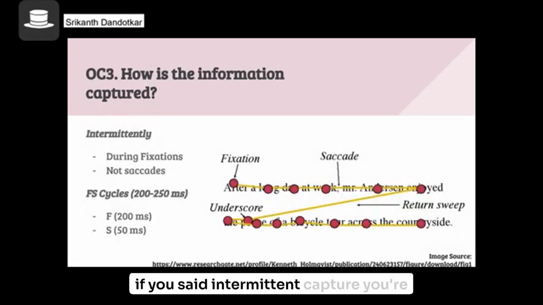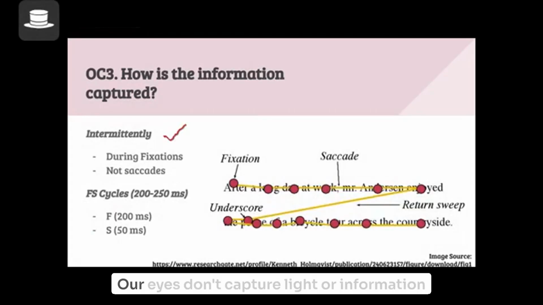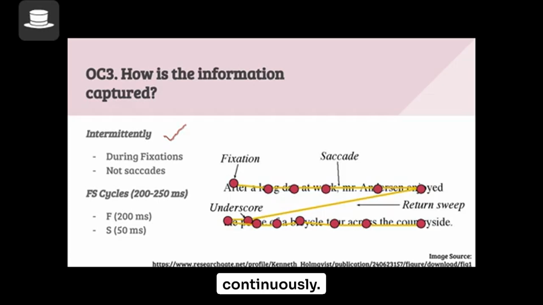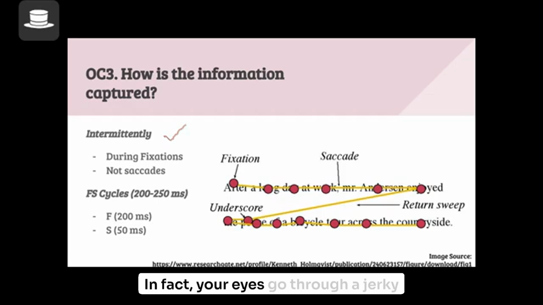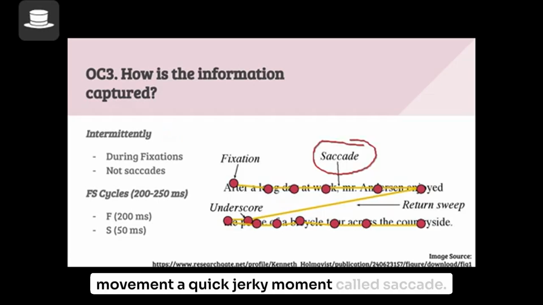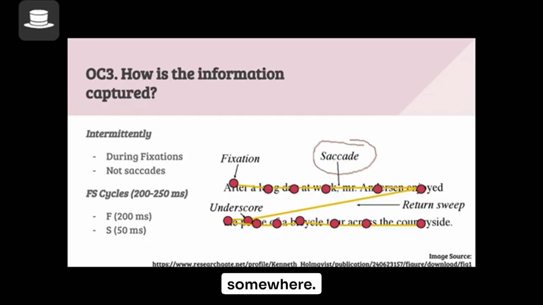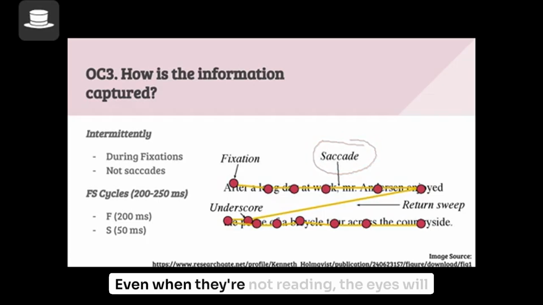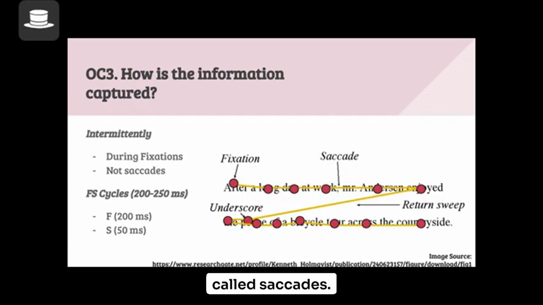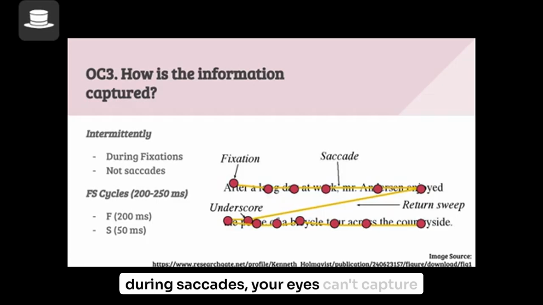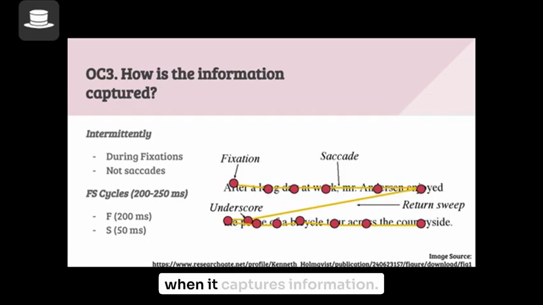If you said intermittent capture, you're absolutely right. Our eyes don't capture light or information continuously. In fact, your eyes go through quick jerky movements called saccades. Call your friend or your family member sitting next to you and try to see their eyes. Even when they're not reading, their eyes will make jerky movements called saccades. During saccade, your eyes can't capture information. It's only between saccades, between moments, when it captures information.